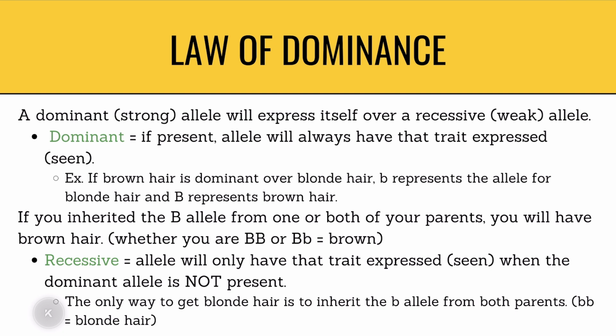So regardless of whether both of your alleles are brown or whether one is brown. Remember, because it is dominant, it's going to overshadow the recessive allele even if you have a recessive allele. So with recessive alleles, you're only going to have the trait expressed or seen when the dominant allele is not present. So what that means is the only way to get blonde hair is to inherit the lowercase recessive b blonde allele from both parents. So your genotype would have to be lowercase b, lowercase b, and that's the only way for you to get blonde hair. Because if you had a dominant brown hair allele, that would overshadow the recessive.